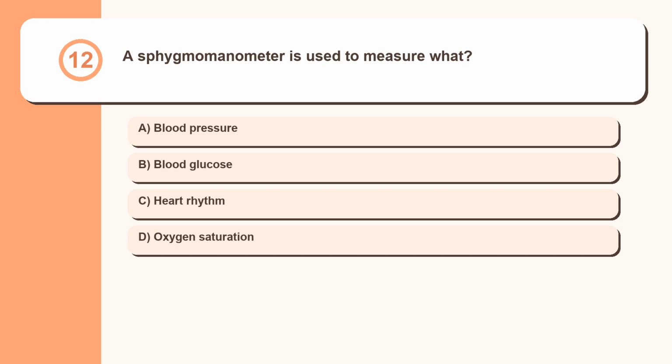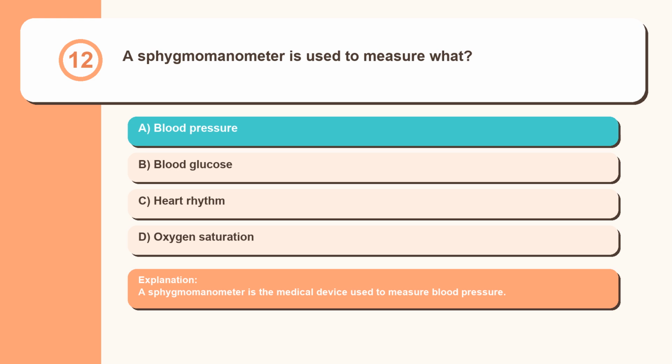Question 12. A sphygmomanometer is used to measure what? Blood pressure, blood glucose, heart rhythm, oxygen saturation. A sphygmomanometer is the medical device used to measure blood pressure.